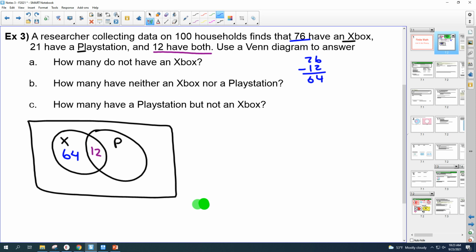Okay, now we're going to do the exact same thing on this PlayStation. We are not going to put a 21. We are not writing a number 21. You can say, well, it's 21 minus 12, or it's what number plus 12 equals 21. This has to be 9, I believe, right? That number has to be 9. Okay. So what about the 100?